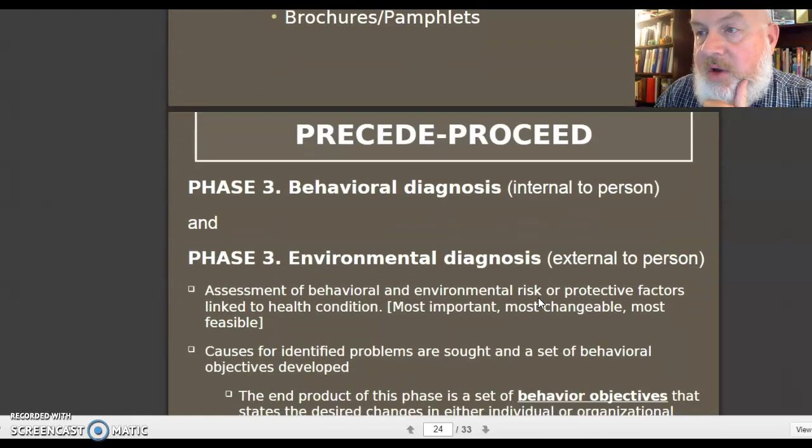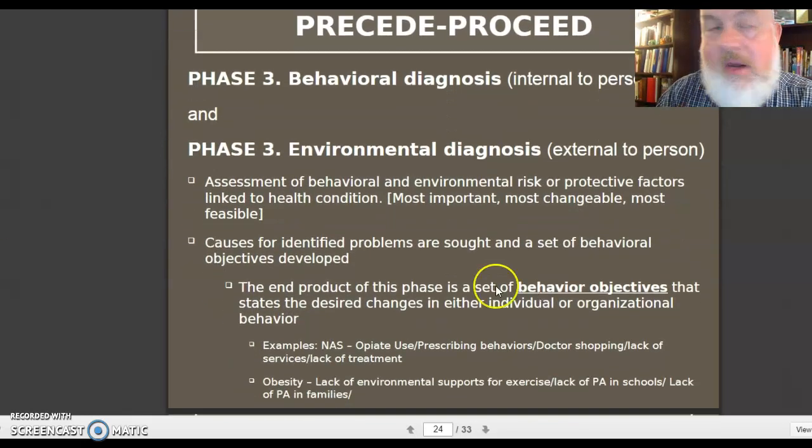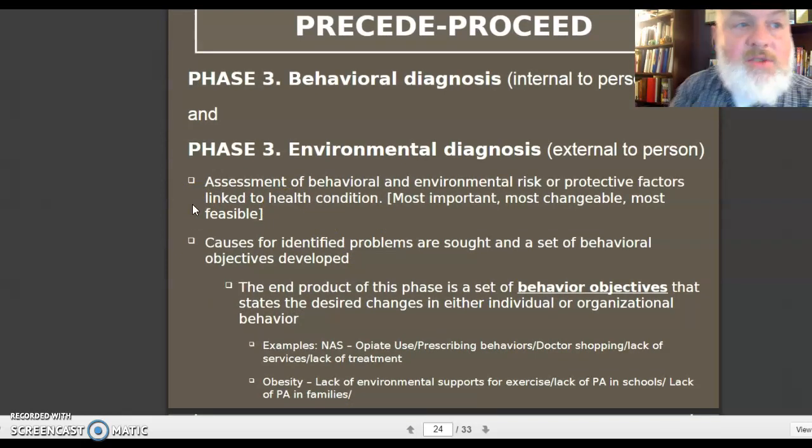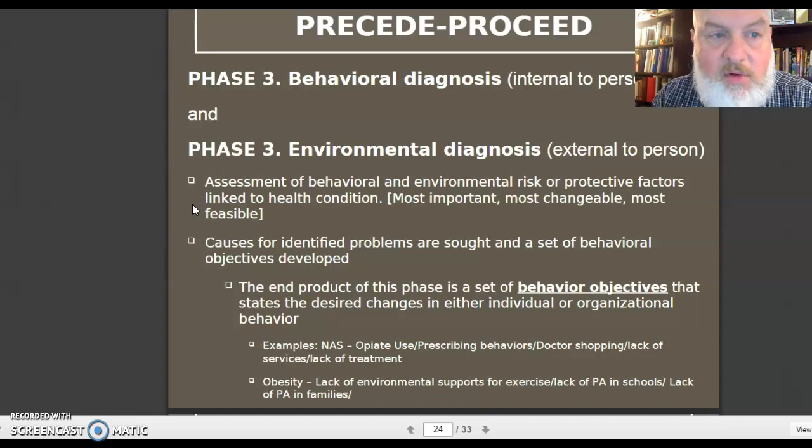Then you've also got phase 3. You've got a behavioral diagnosis and also an environmental diagnosis, of which one is internal, one is external. And so the end result of this is some behavioral objectives. And your data there can come from literature reviews, local surveys, assessing environment. You can get data from health departments if you know how to navigate that, community groups and work sites. So there's lots of information there.